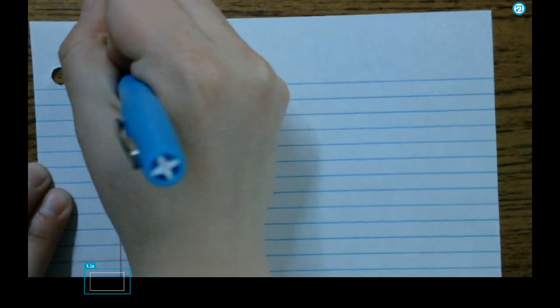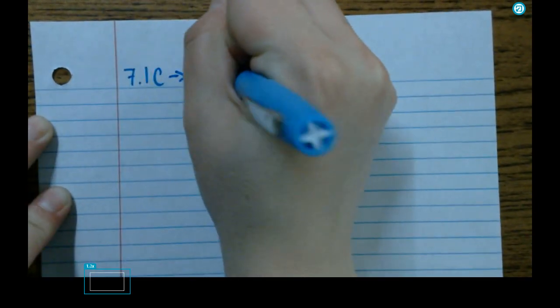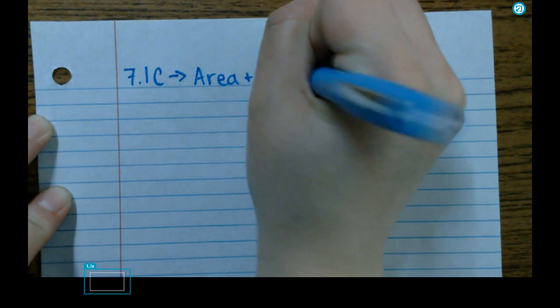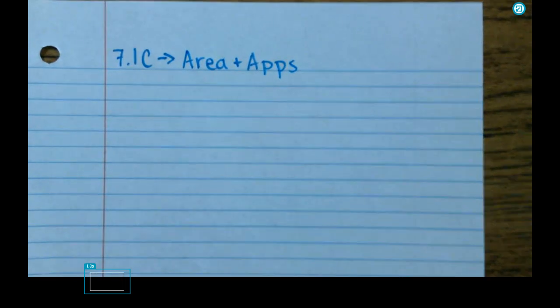So this will match up with 7.1c, and I'm going to call this area and apps. So area of triangles using law of sines, and then also applications using law of sines.